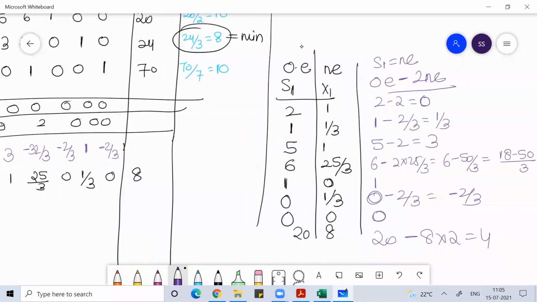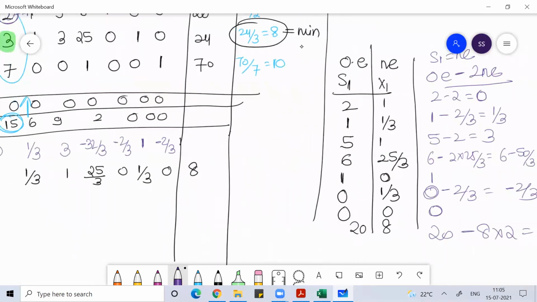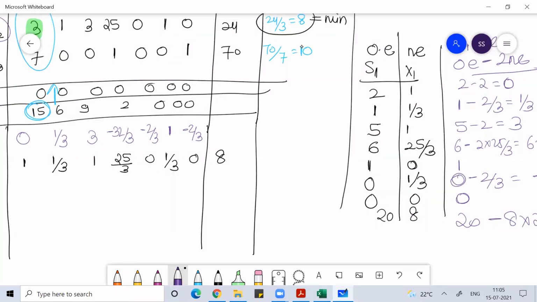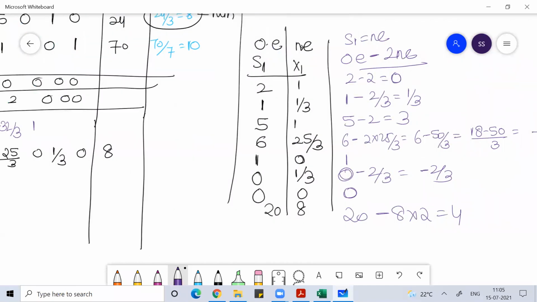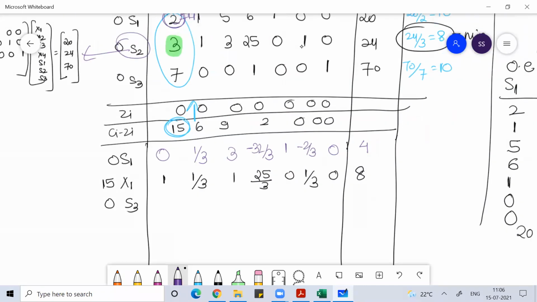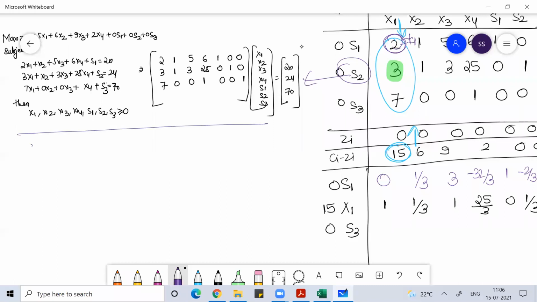This first value is 0, 1 by 3, then 3, then minus 32 by 3. Then minus 32 by 3, after that 1, then minus 2 by 3, then 0, and then 4. So the way I found the S1 value, the same way I can find the S3 value.